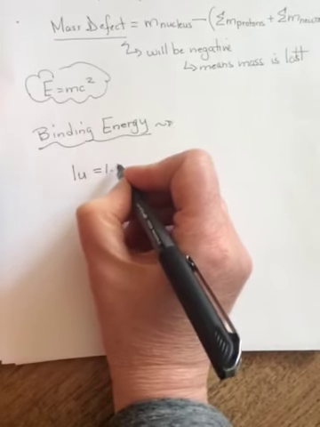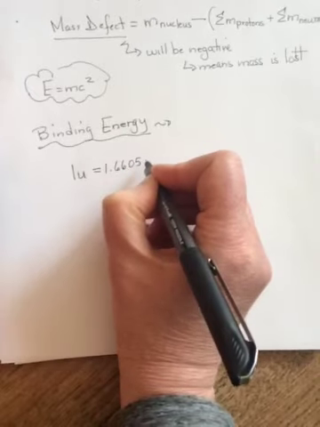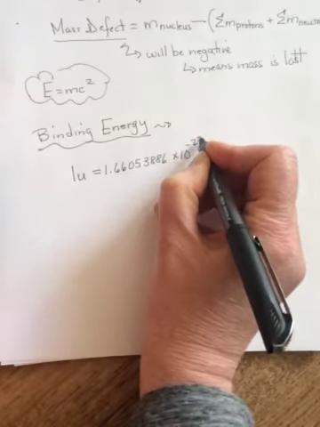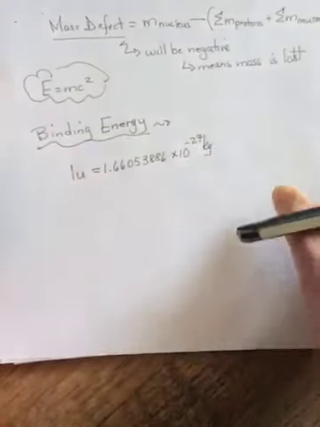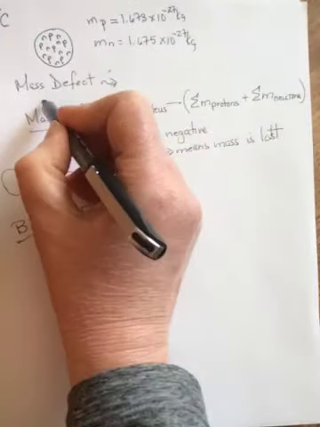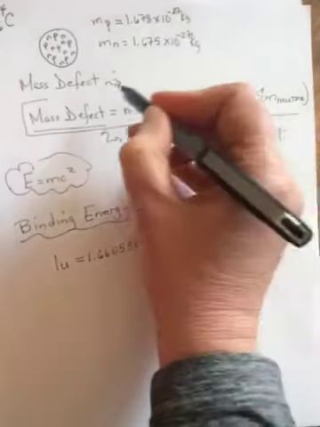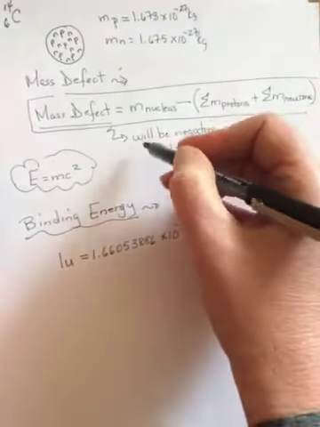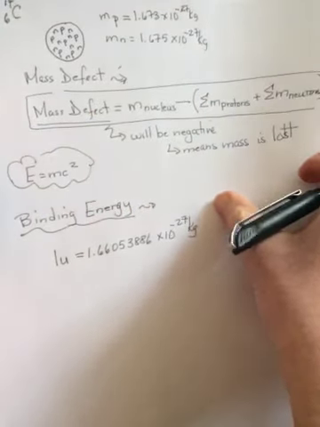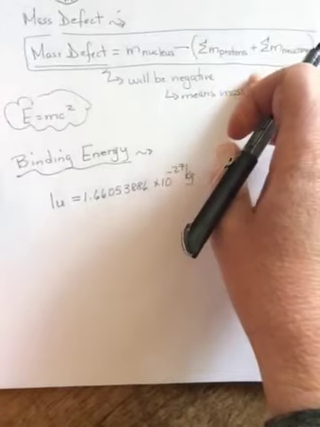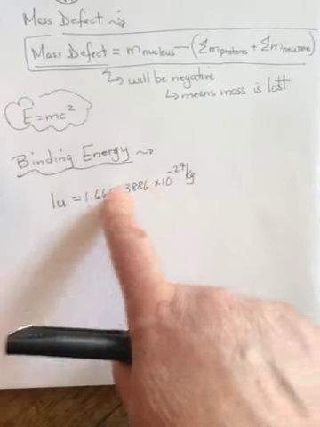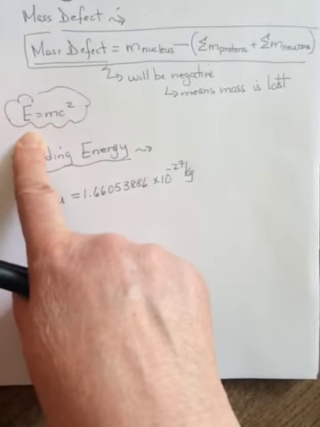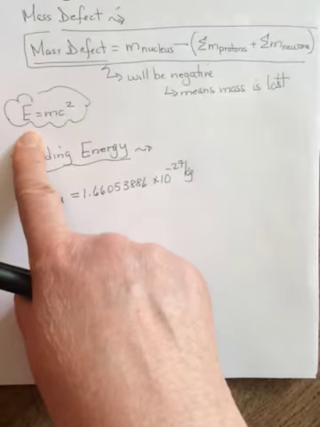And 1 U is equal to 1.66053886 times 10 to the negative 27 kilograms. So lots of times when we're doing these questions and when you're using this equation, you'll be told the mass of the proton and the neutron in atomic mass units. And so your mass defect will be in atomic mass units. You could then change your atomic mass units back to kilograms using this conversion, and then put that kilograms into your E equals mc squared and get your energy in joules.